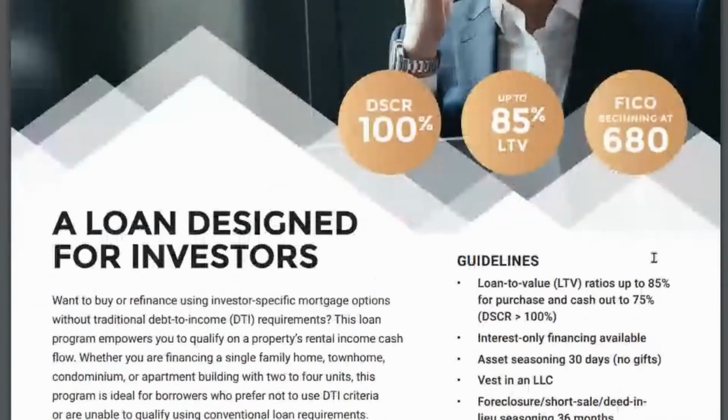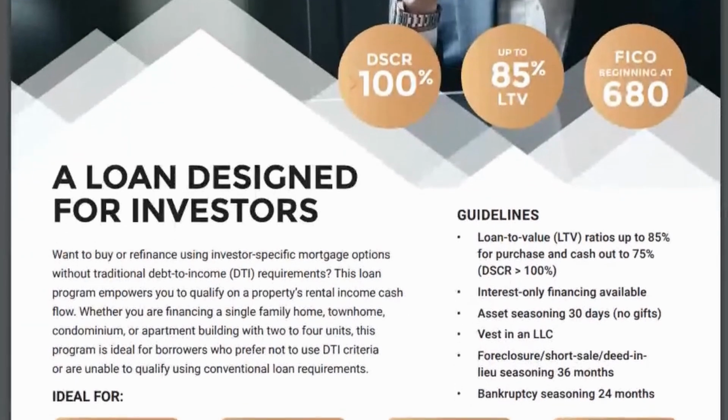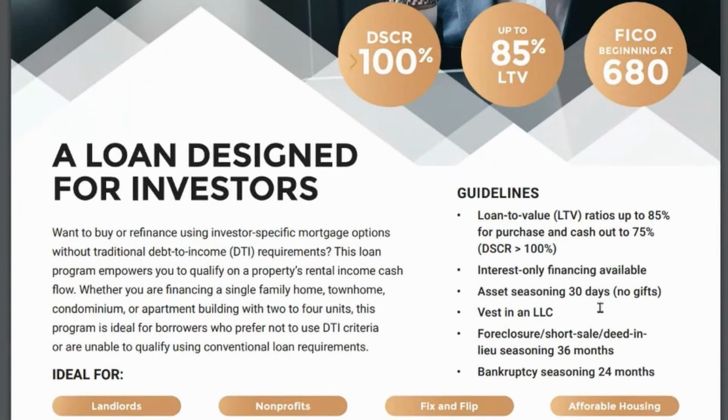If you go with this program, the minimum FICO is a 680. Remember, this is an investment loan, meaning it's a rental property, but you can go up to 85% if you're looking to buy the property. You can go to 75% if you're looking to cash out. Again, it's 100% debt service coverage, meaning as long as the rents equal or are greater than what the mortgage payment is, you can be okay. There is interest only available on that.